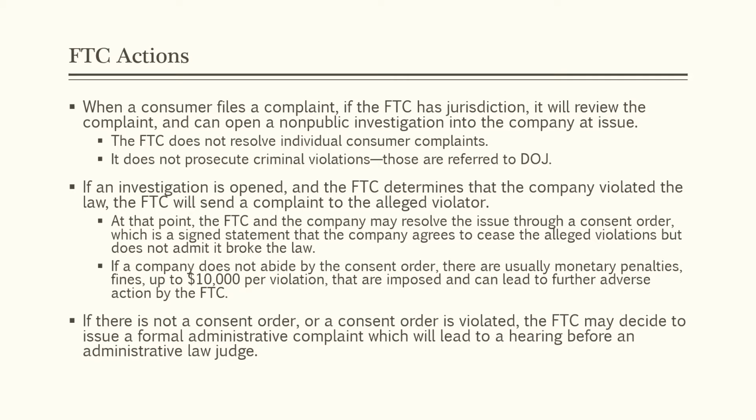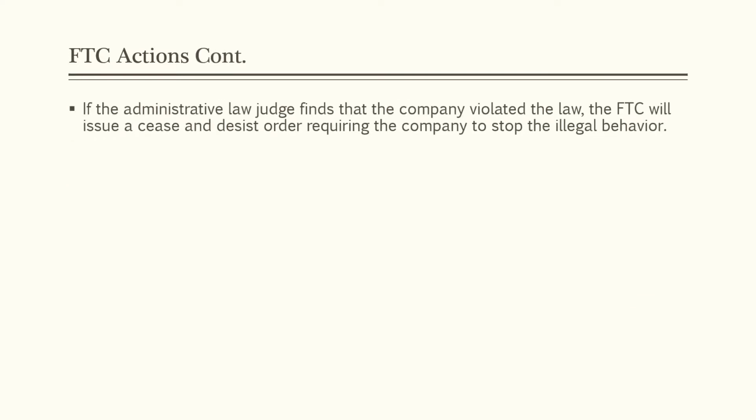If there is not a consent order, or a consent order is violated, the FTC may decide to issue a formal administrative complaint, which will lead to a hearing before an administrative law judge. If the administrative law judge finds that the company violated the law, the FTC will issue a cease and desist order requiring the company to stop the illegal behavior. The FTC may also issue multiple product orders, which is a form of cease and desist order that applies not only to a specified product, but also other products produced by the same company.